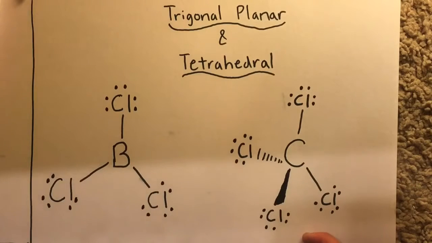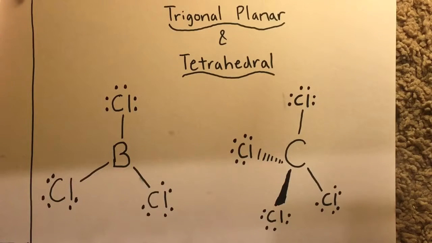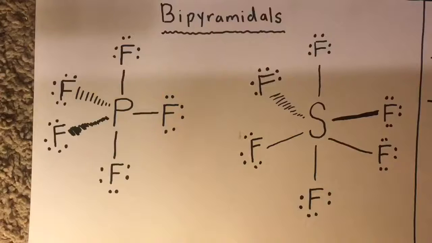Tetrahedrals are one of the more common molecules to see in a Lewis dot structure. It's just hard to visualize because these 3 are like a tripod stand, and you have 1 bonded pair on top. Okay, so now we're moving on to some of the more complex structures.